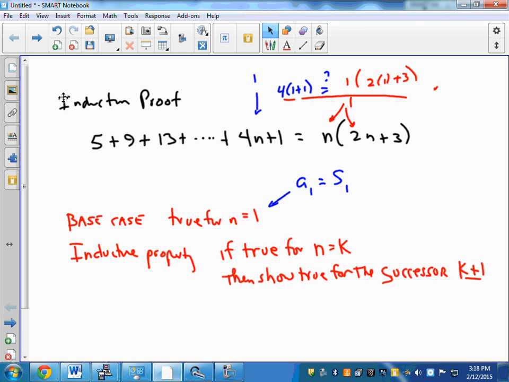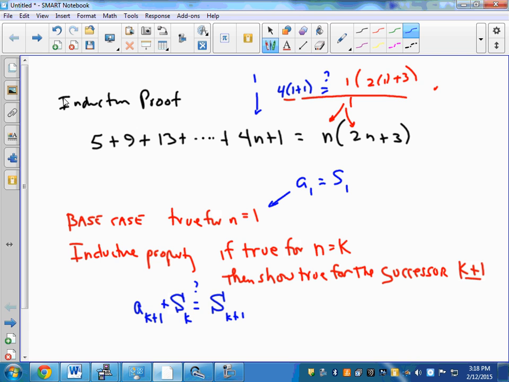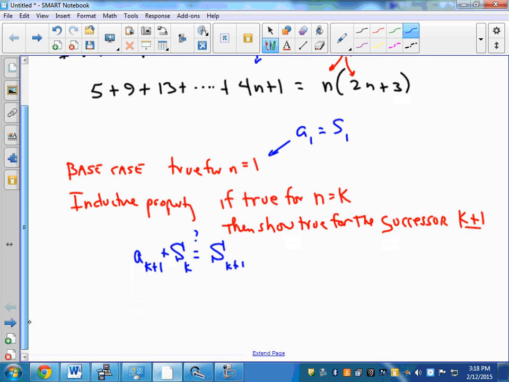Okay, the successor property is if we were to add the next term to the kth partial sum, and we did this on our quiz, we're supposed to get the (k plus 1)th partial sum. That's what we're supposed to get. And again, it's not hard to check. This is sort of like scratch work at this stage. A sub k plus 1 is going to be 4 times (k plus 1) plus 1. The kth partial sum is k times (2k plus 3).